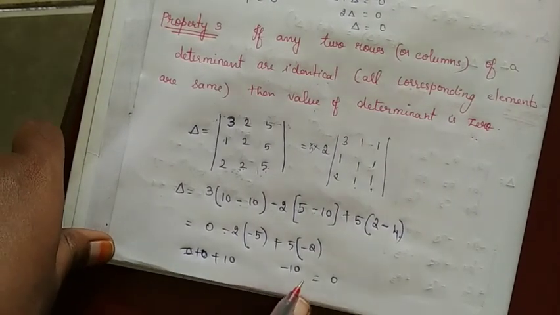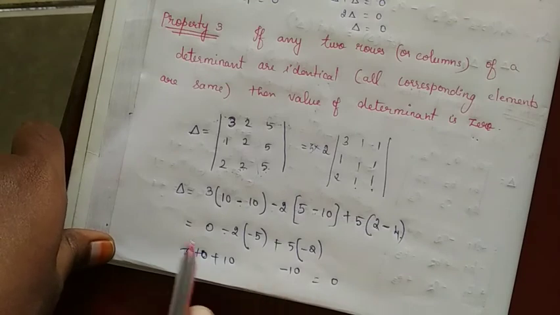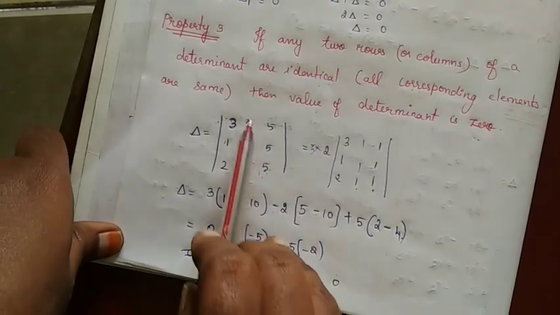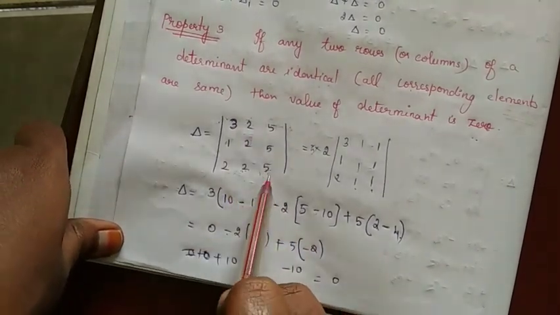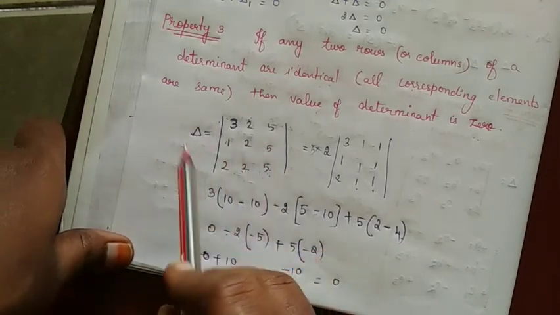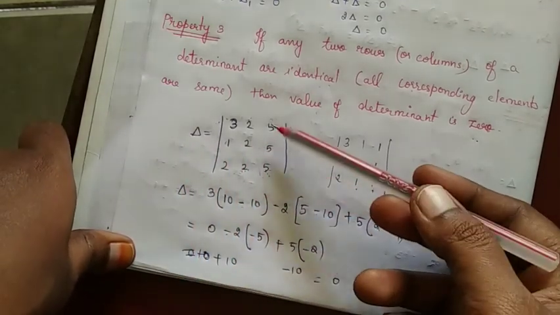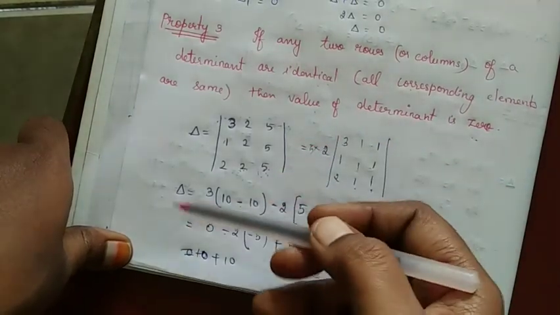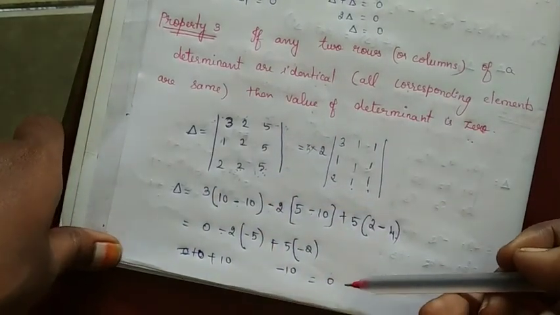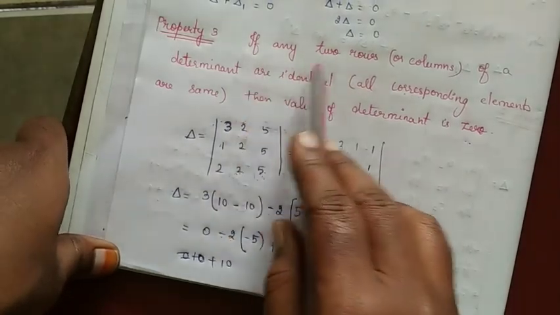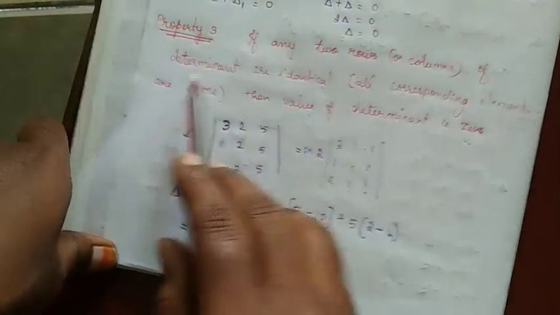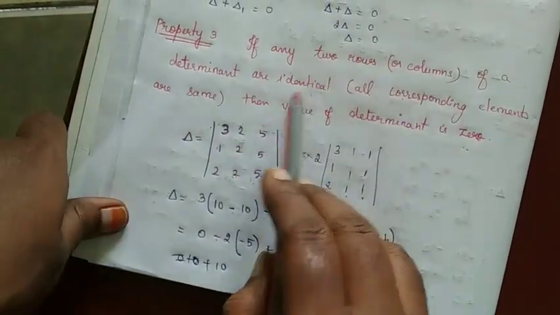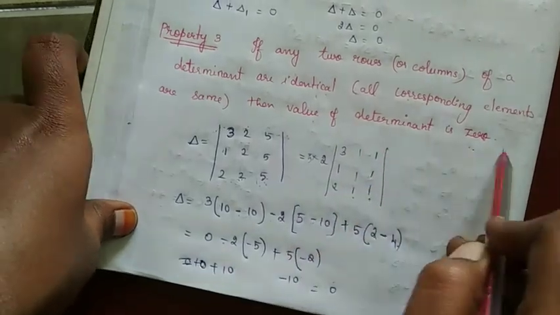So we can say that the value of the determinant is 0 when we have two identical rows or two identical columns. If the values of that column are equal, then the value of the determinant will be equal to 0. If any two rows of the determinant are identical, then the value of the determinant is 0.